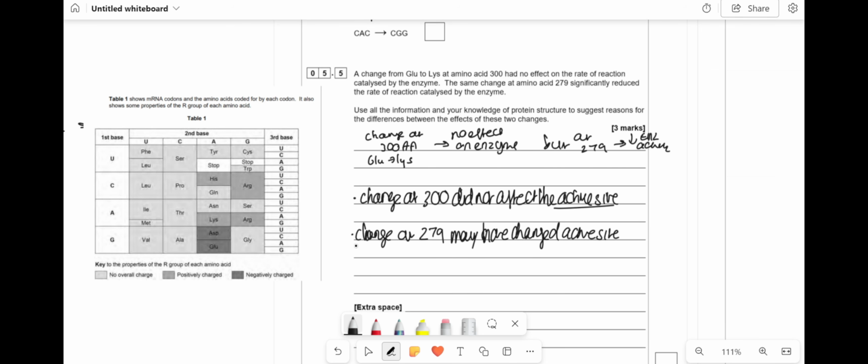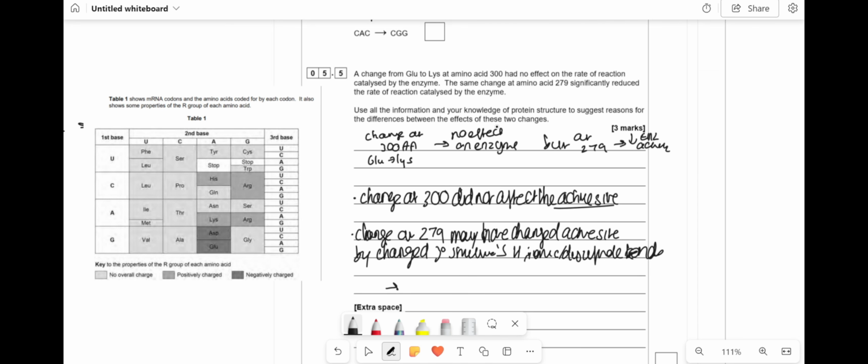And then you need to say how, and we need to think, well, okay, the active site depends on what? It depends on the tertiary structure. Tertiary structure is all to do with ionic bonds, hydrogen bonds, and disulfide bridges. So it must have changed the tertiary structure, the hydrogen, ionic, or disulfide bonds, right? Otherwise, there's literally no other explanation for this.